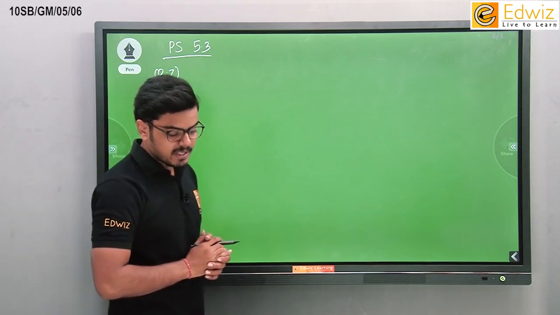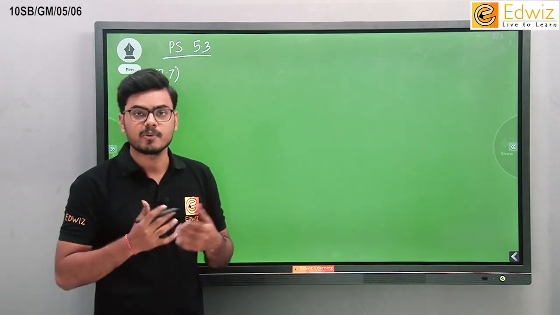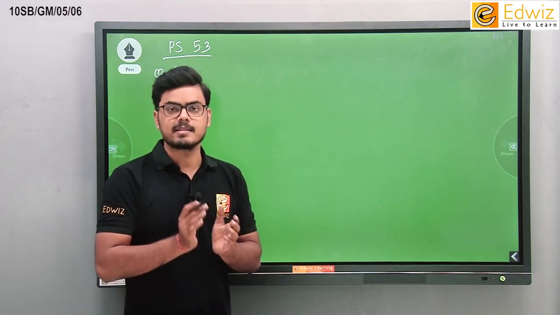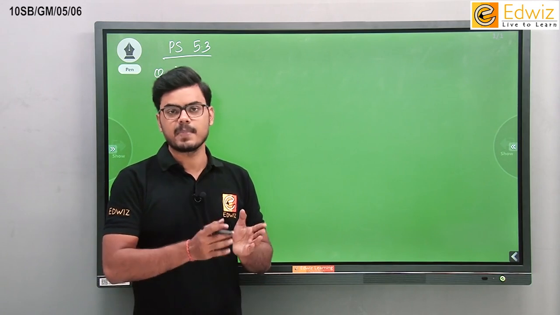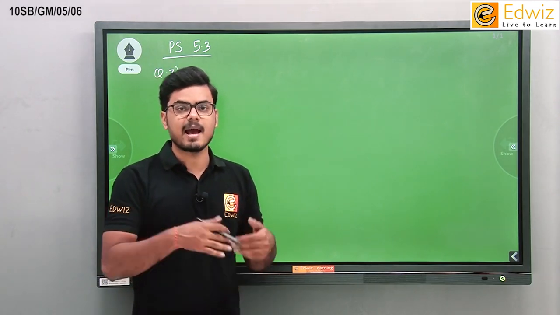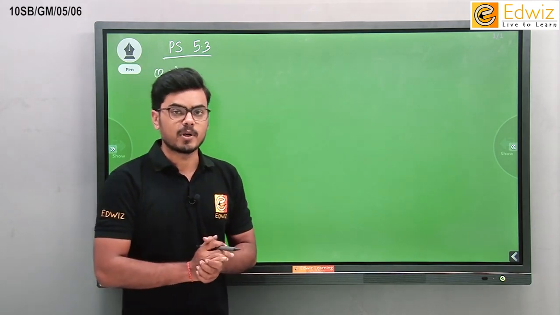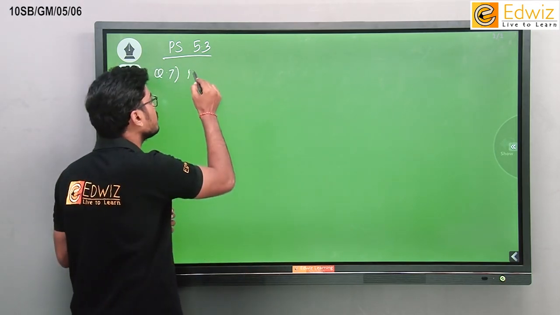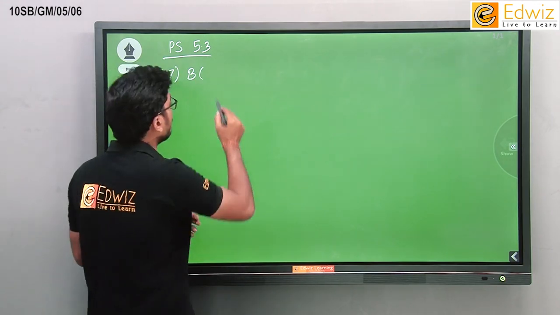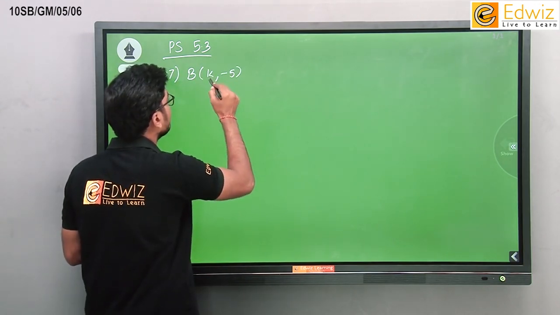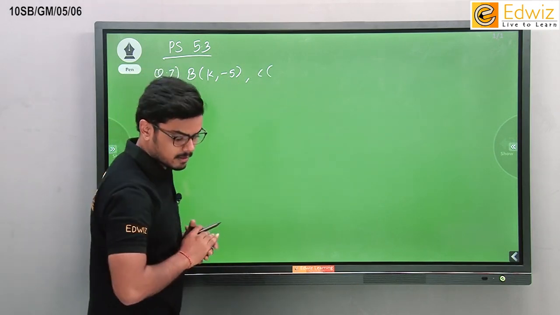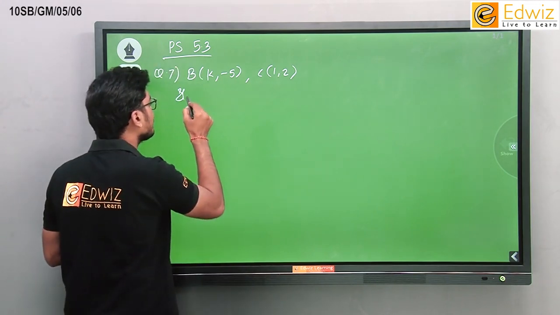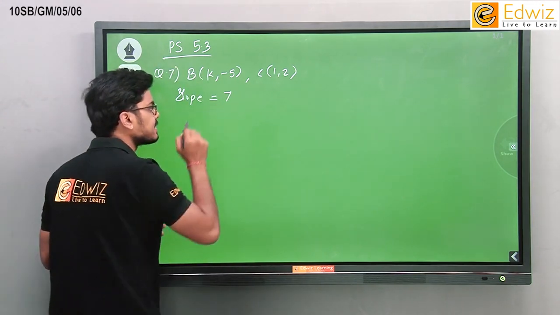Now in question number 7, just like question number 6, 2 points are given to us. The x coordinate of point B is not given, it is k. We have to find the value of k based on the points given and the slope of the line segment joining the 2 points. The first point is B, k comma minus 5, and point C is 1 comma 2. The slope of the line segment joining these 2 points is 7.